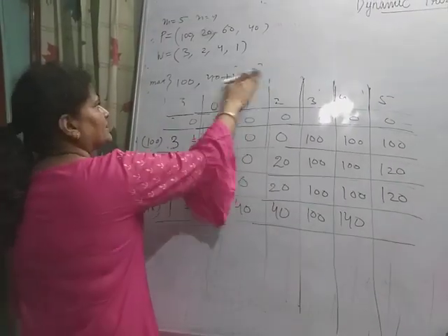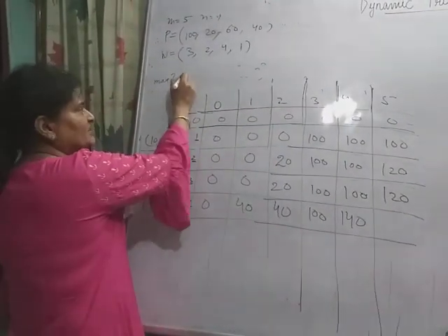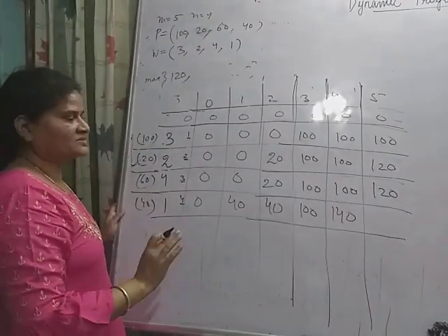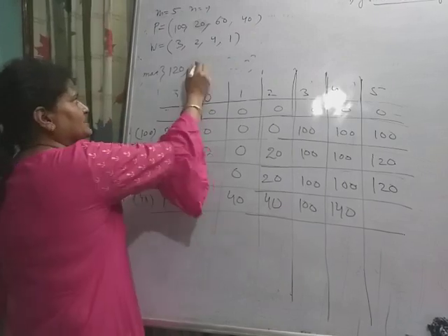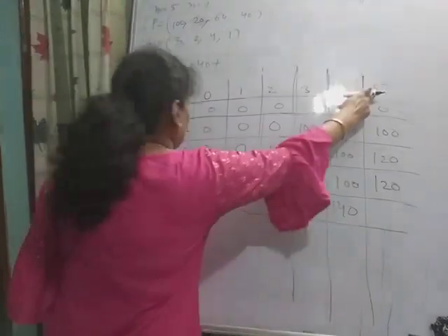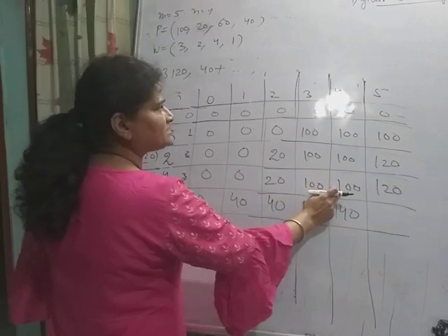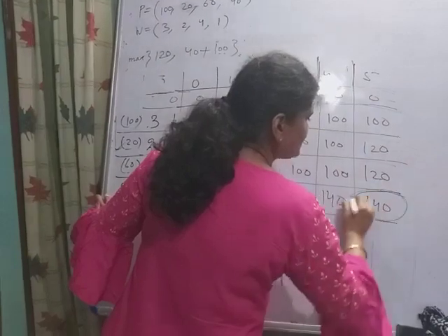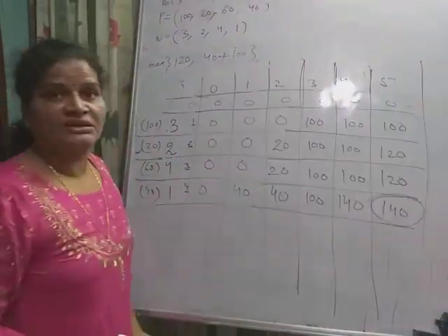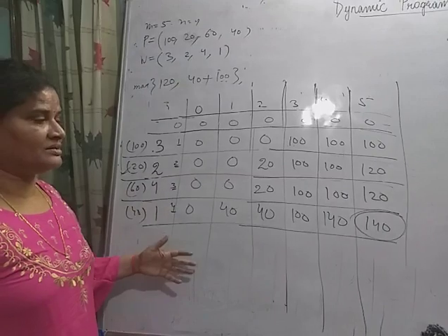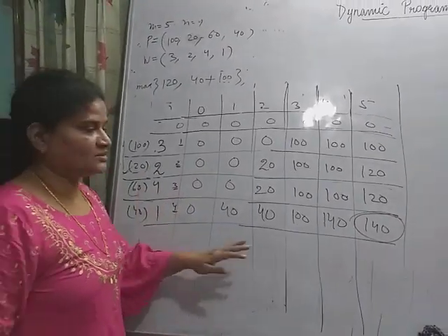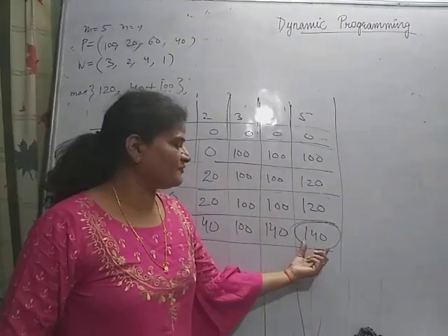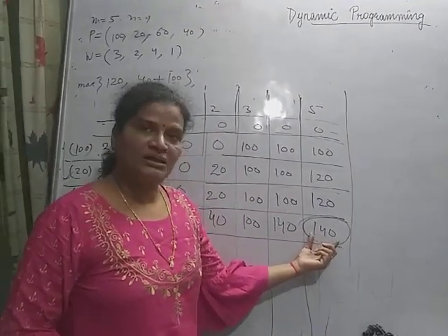Now here in the case of 5, the previous entry is 120. When the fourth weight is not excluded, if it is included, then the profit earned is 40. 40 plus 5 minus 1, 4. 4 is 100. So that is 140. So this is giving the maximum profit, the value of the optimal solution. This is your profit earned, the value of the optimal solution.